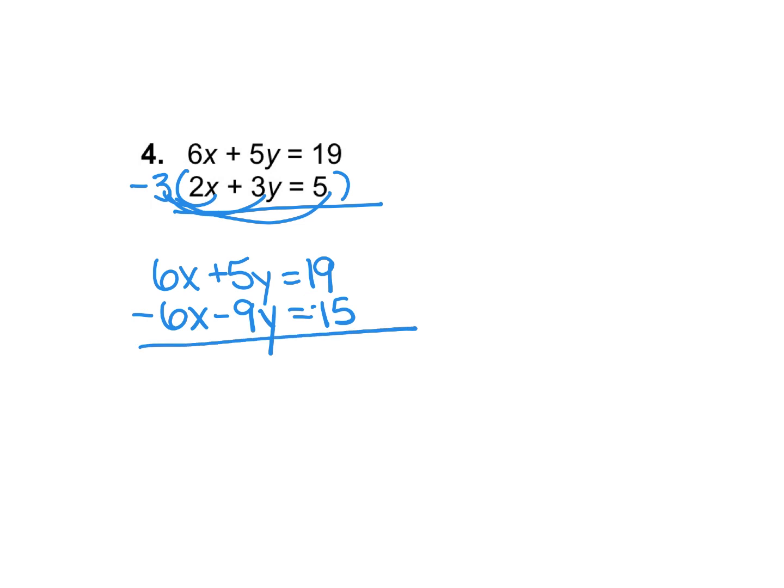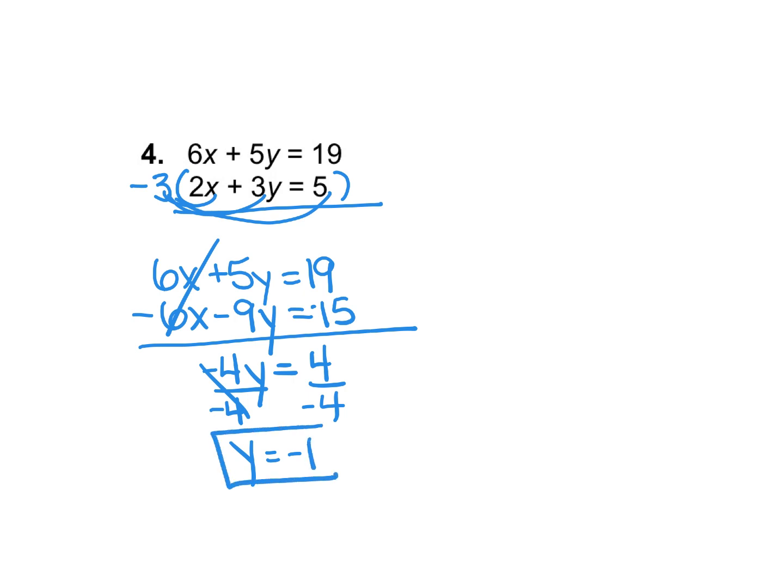All right, so now take a look here. Our x's cancel out, and I have 5 plus negative 9, and I get negative 4y is equal to then 19 minus 15, or plus negative 15, is 4. So we're going to divide everything by a negative 4, and y is equal to negative 1.